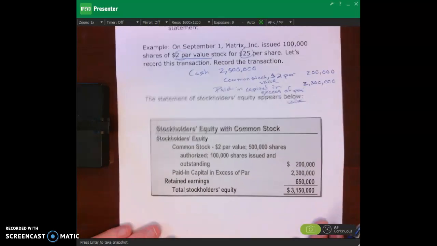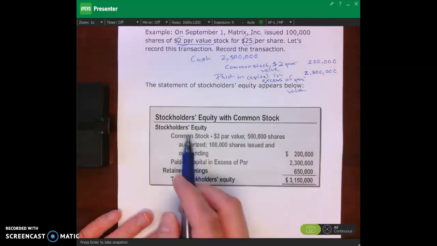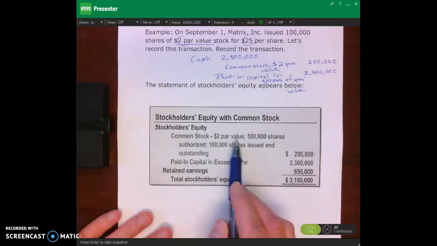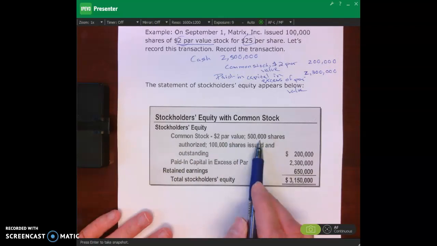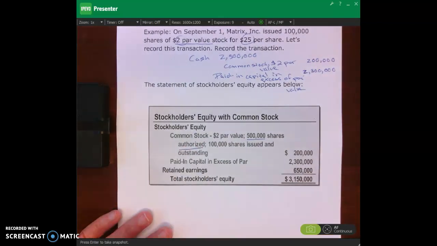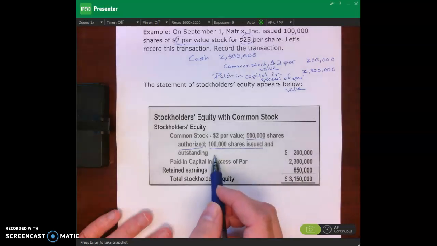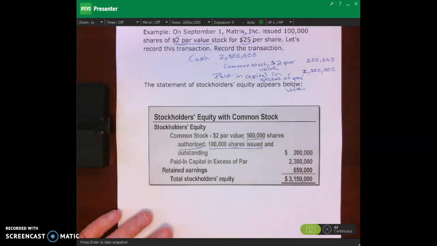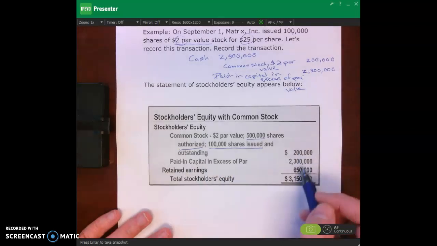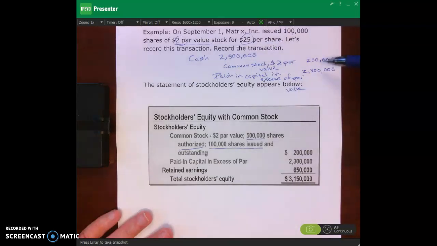So when you look at this figure, we have our statement of stockholders' equity appears here. So we have our stockholders' equity. We show our common stock, $2 par value, 500,000 shares authorized. Remember, the number of shares authorized is going to be a really big number. This is the number of shares that we have issued and are outstanding, that our stockholders own. So that's at par value, 200,000. Paid in capital in excess of par is the difference between the market value on the date that we issued it and then the par value. That gives us our 2.3 million.